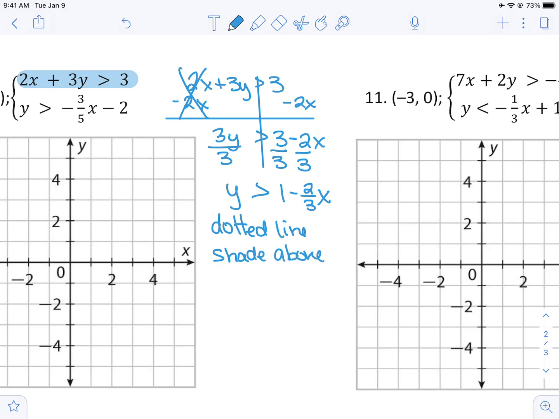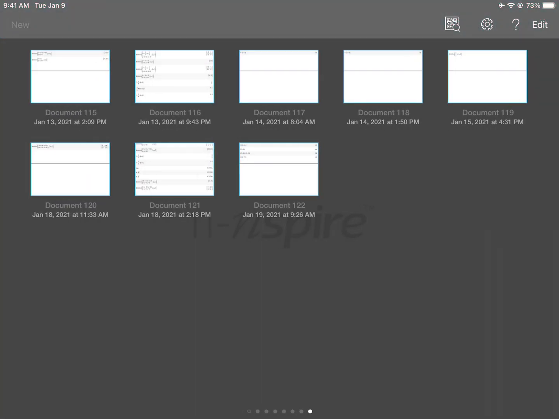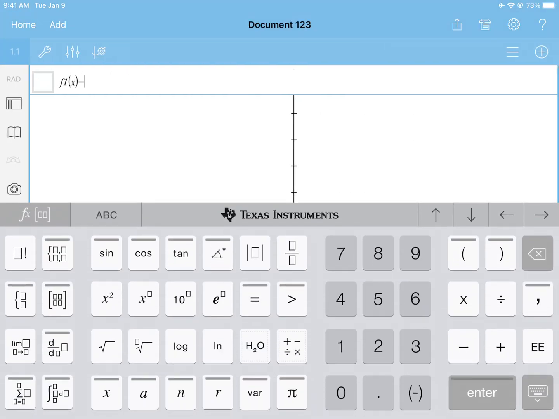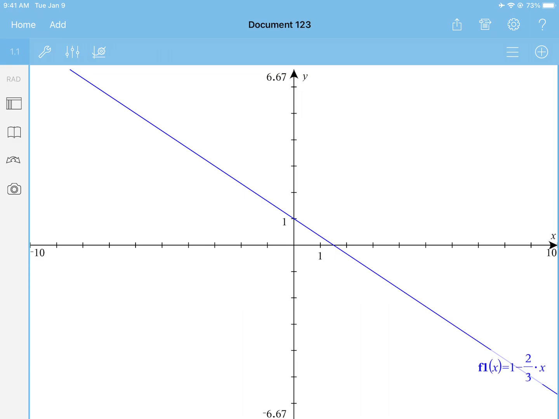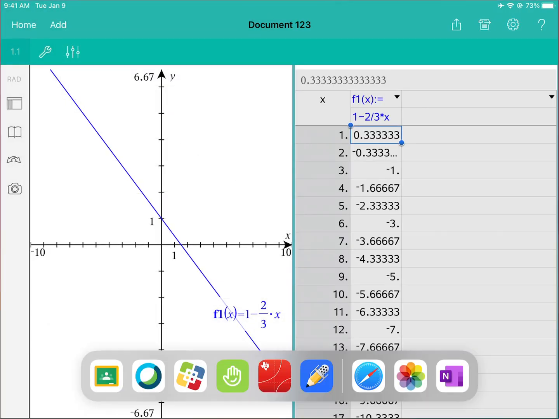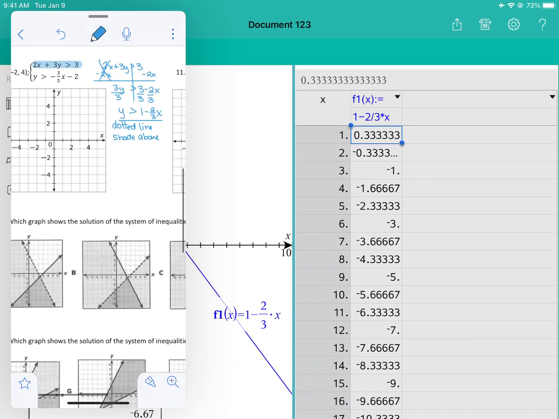And I'm just going to type this into my calculator to graph it. So 1 minus 2/3 x. Enter. I do the Control T or menu, table, split screen. Lay the notes on top. You see, it's never ending. It's always the same pattern over and over again.